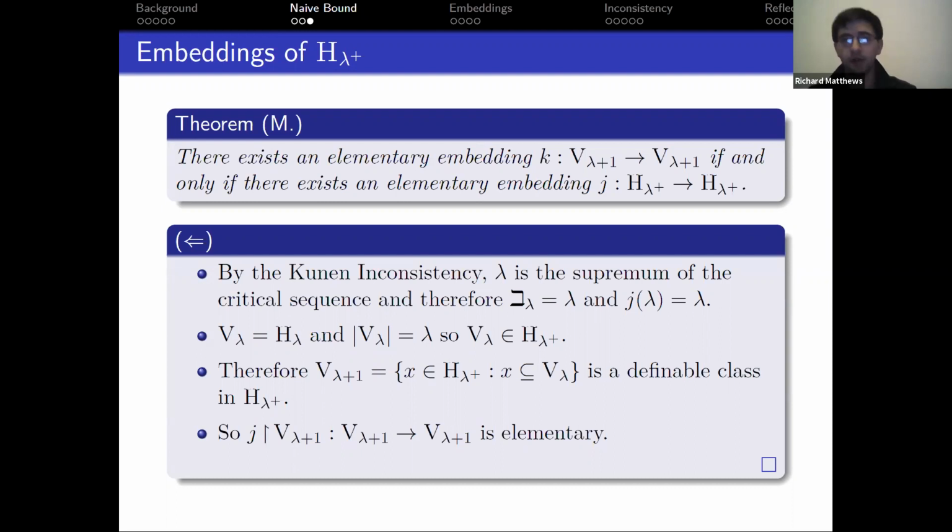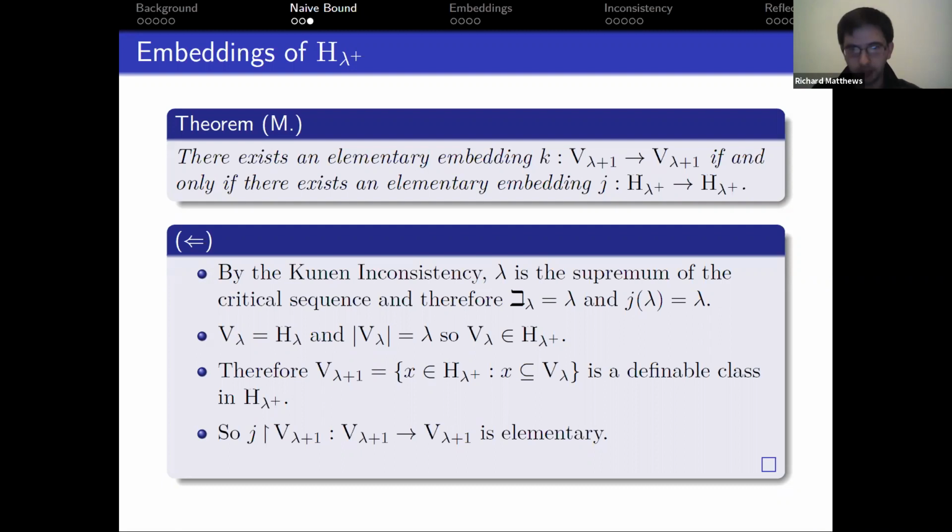To get from an elementary embedding from H_{λ+} to itself to one from V_{λ+1} to itself, first note that by the Kunen inconsistency, you can prove λ must be the supremum of the critical sequence. If we had λ+ as a set in our model, then we could rederive the whole Kunen inconsistency. I will actually show how you can do this later on in the talk, because it is not immediately clear that we can do it with λ+ if we don't have the power set of λ. But the point is, by the Kunen inconsistency, you can prove λ is the supremum of the critical sequence, and therefore it's a beth fixed point, and it's fixed by our elementary embedding.